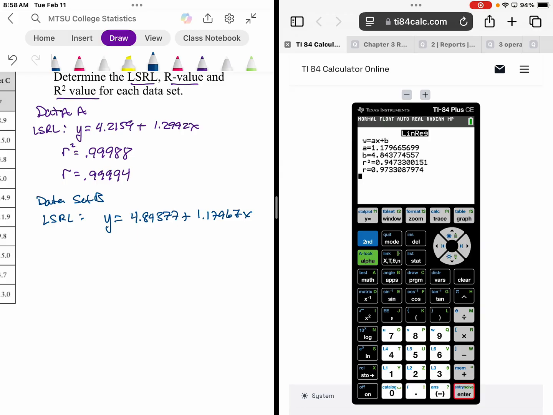I'll tell you on a test how far to take it out. My r squared value is 0.9473. My r value is 0.9733.